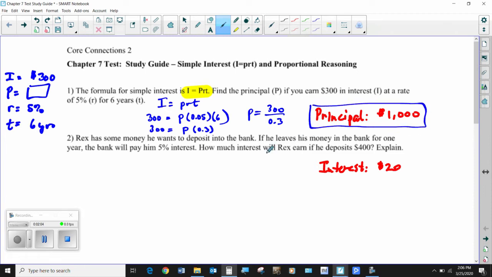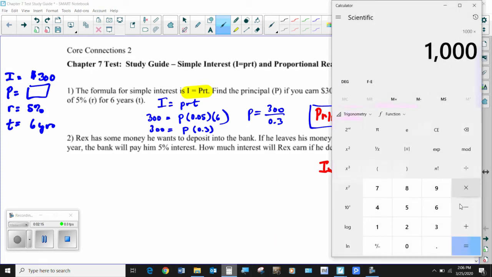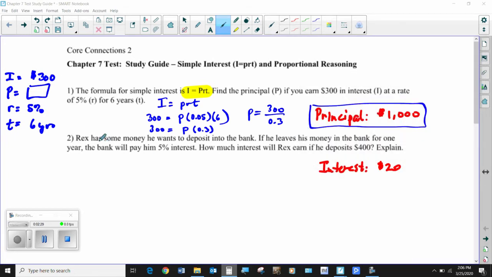Now, if I want to check to make sure that this is right, go ahead and do that. Just plug in the 1,000 here. 1,000 times 5% times 6 should give you 300. So let's try that. 1,000 times 0.05. That would be the amount per month, right? No, per year. For 6 years times 6 years. And there's your 300. Okay, so that proves that we've got everything correct.